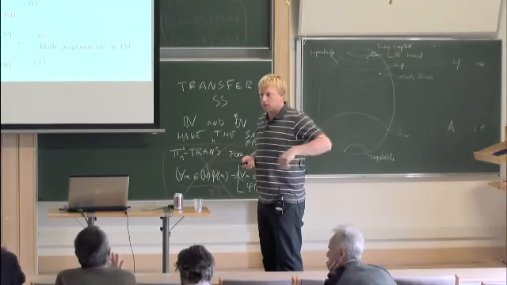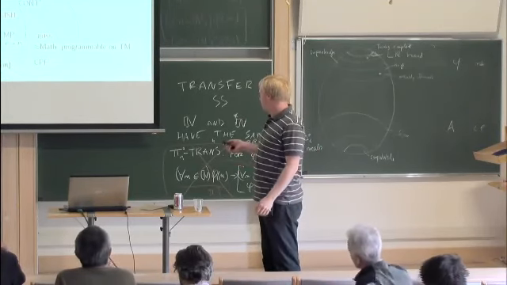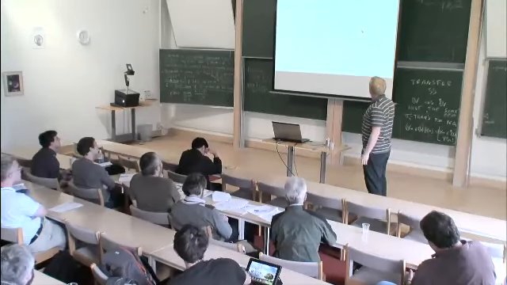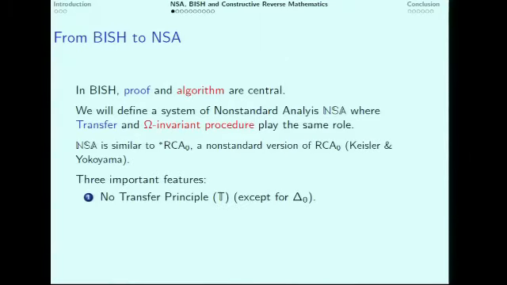But what are the axioms then? Essentially, take a non-standard version of RCA0, throw out recursive comprehension and add comprehension for omega invariant formulas, and that's essentially it.